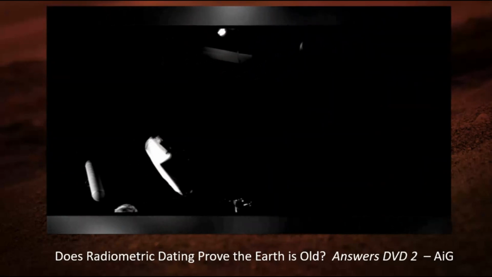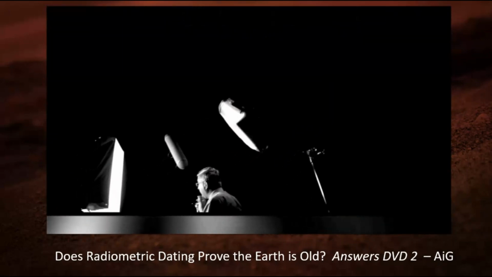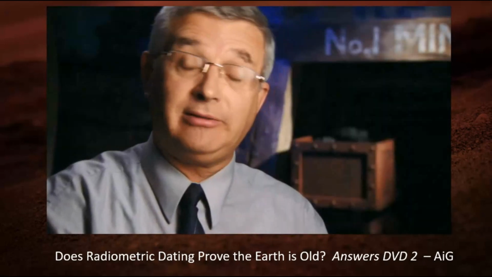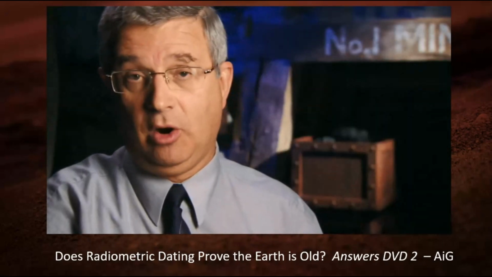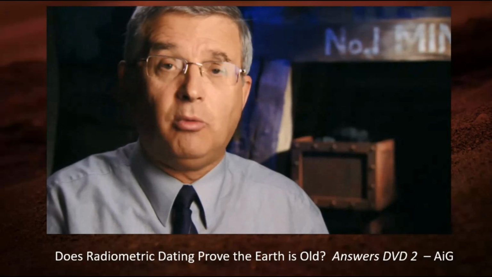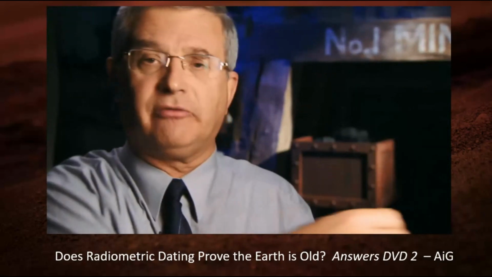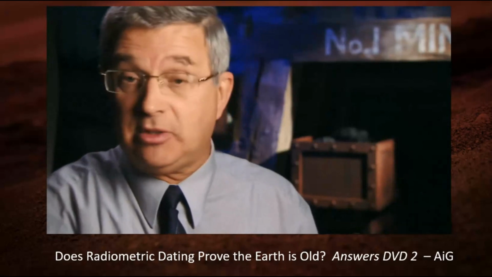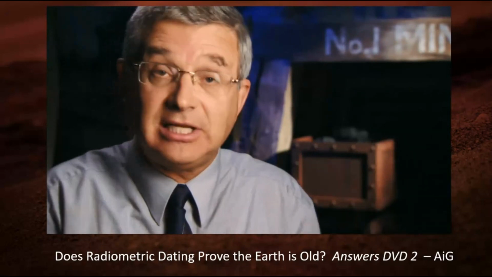Number 2, they have to assume that all the daughter atoms we measure today have been derived by radioactive decay of the parent atoms in the rock. But how do we know? What about contamination? What if groundwater flowed through the rocks in the past, adding or subtracting some of the parent or daughter atoms? So that's another problem.